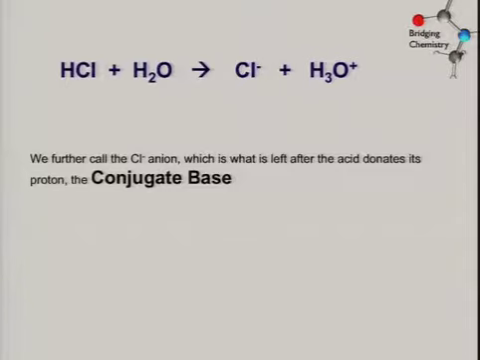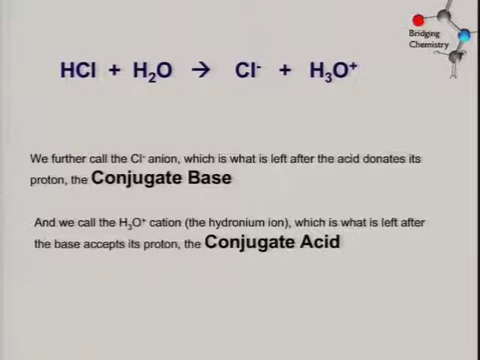So we start with an HCl molecule, which is an acid. When it's donated its proton to something else, the bit that's left behind is called the conjugate base. And in the same way, the H3O+ cation, or the hydronium ion, which is what is left after the base accepts its proton, is called the conjugate acid.